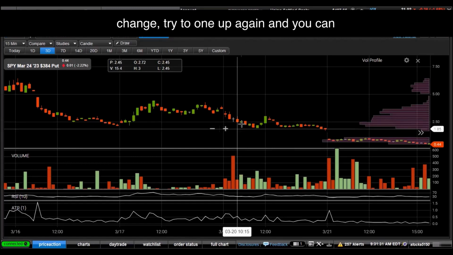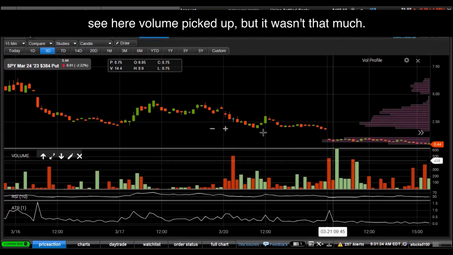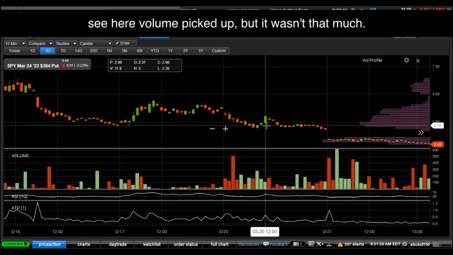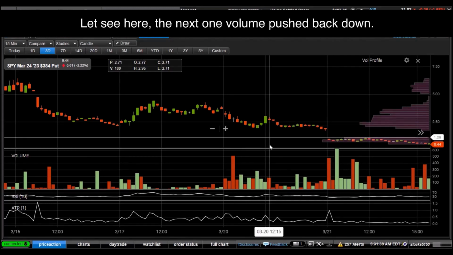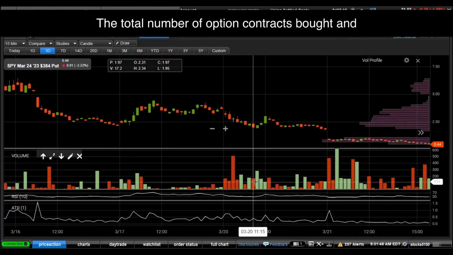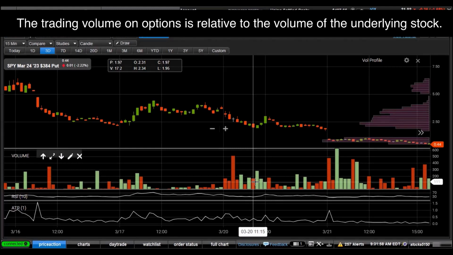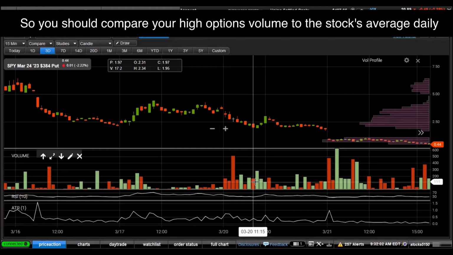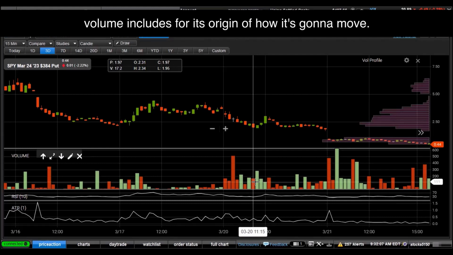We tried to one up again. And you can see here, volume picked up, but it wasn't that much. You see here, the next one, volume pushed back down. So I look at the volume so I can gauge how many people, and the volume is the total number of option contracts bought and sold for the day at a particular strike price. The trading volume on options is relative to the volume of the underlying stock. So you should compare your high options volume to the stock's average daily volume. It indicates its origin or how it's going to move.